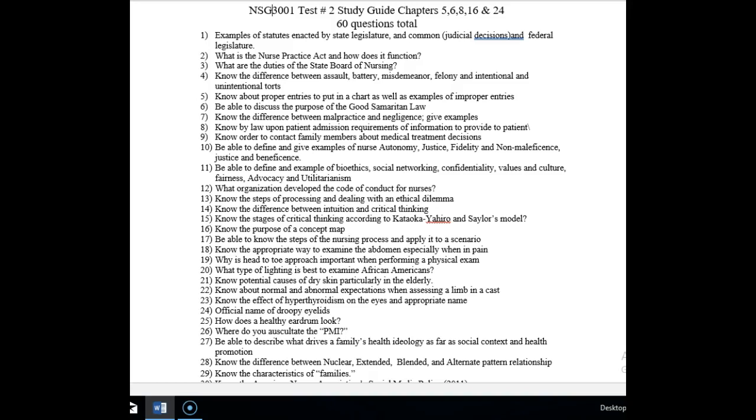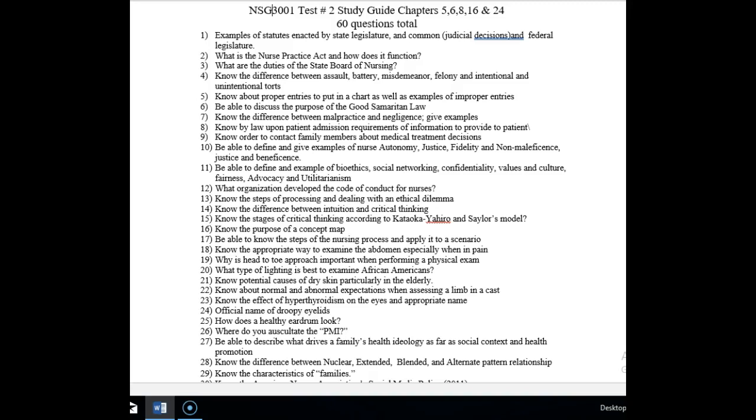Know the difference between assault, battery, misdemeanor, felony, intentional, and unintentional torts. We did go over all of these. We discussed how assault is an intentional threat toward another person that gives the person a reasonable fear of harmful contact. So assault doesn't necessarily have to mean that actual contact occurs. An example of an assault in nursing practice is to threaten to restrain a patient for an x-ray procedure when the patient has refused consent.